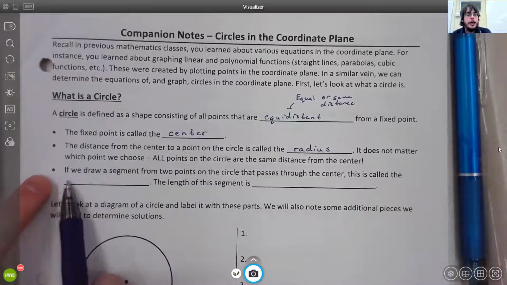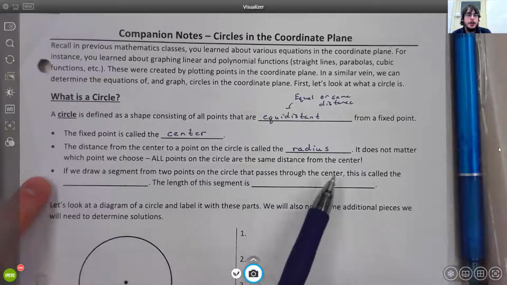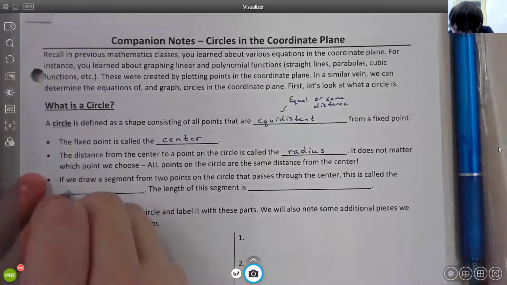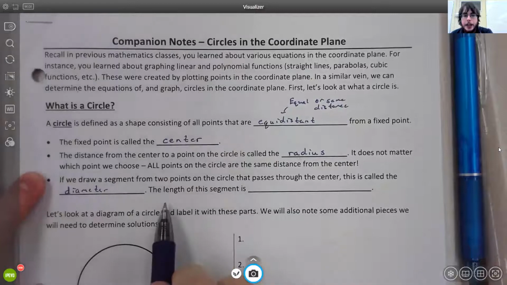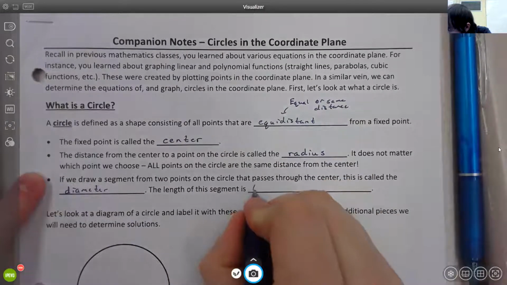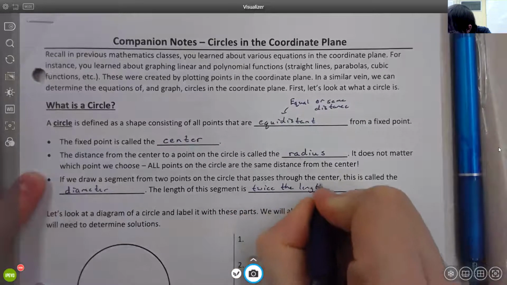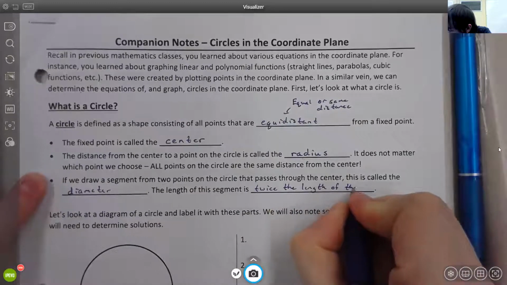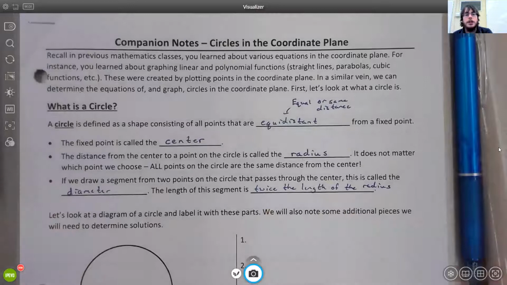Now, if we draw a segment from 2 points on the circle that passes through the center, this is called the diameter. The length of this segment, the length of the diameter, is twice the length of the radius. So the length of this segment is twice the length of the radius.